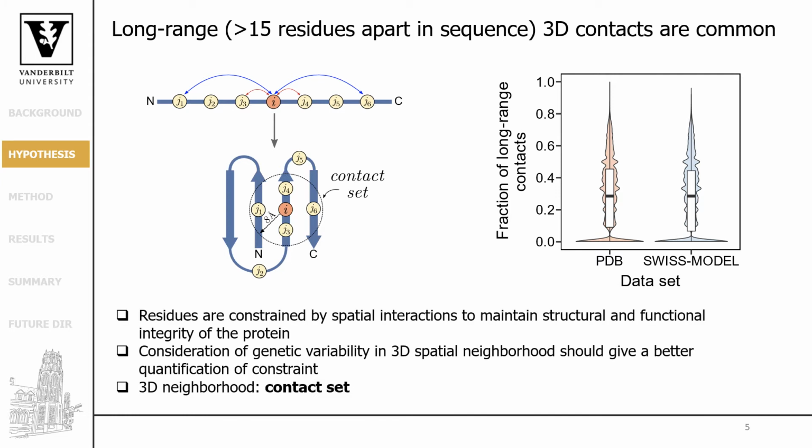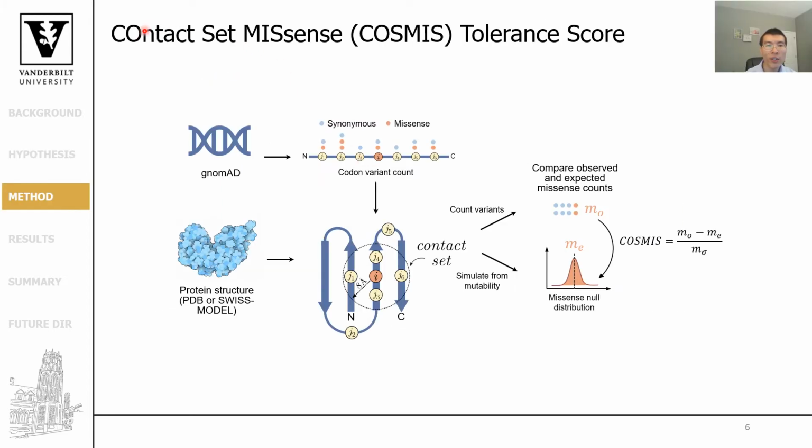In our approach, we hypothesize that amino acid residues are constrained by spatial interactions so as to maintain the protein's structural and functional integrity. Thus, we expect that consideration of genetic variability in 3D spatial neighborhood should give a better quantification of constraint. We define the 3D neighborhood of the residue of interest as the set of residues that are within 8 angstroms, and we call it a contact set. To implement these ideas, we developed a framework called the Contact Set Missense Tolerance Score, or COSMIS.